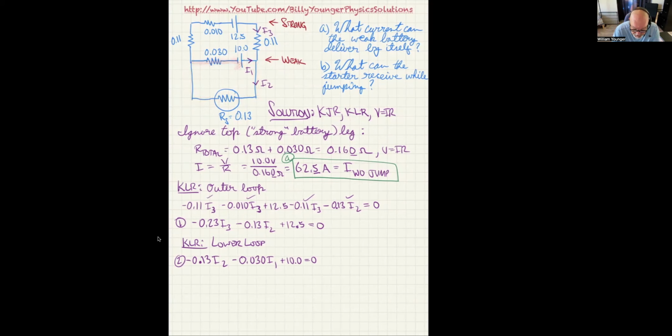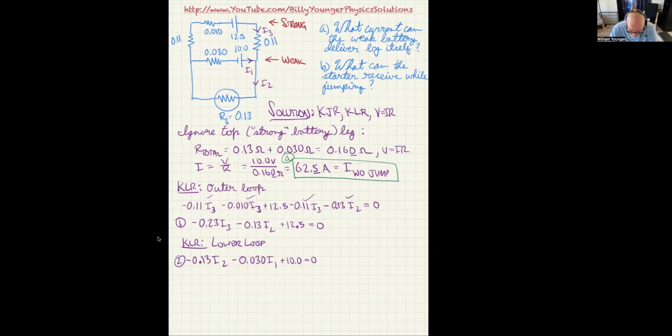So notice I am going the right direction, the direction of the current I2, and I'm going the same direction as the current I1, so the resistors will be voltage drops. Since I'm starting here, the first resistor I run into is 0.13, and that has a voltage drop given by I times R, where R is 0.13 and I is I2. So that's why we have minus 0.13 I2, and then we go minus 0.030 I1, and then we go from short leg to long leg, so that's a plus 10.0 volts. So that's equation 2 for our Kirchhoff loop rule.